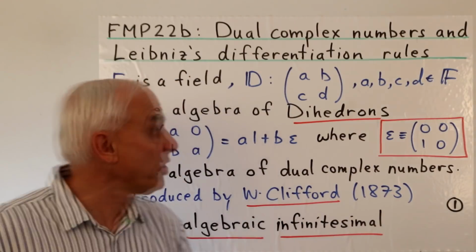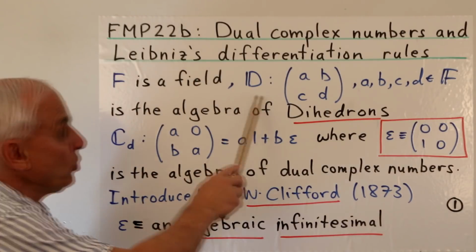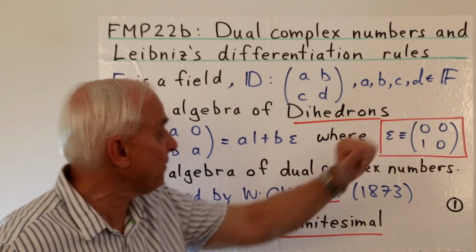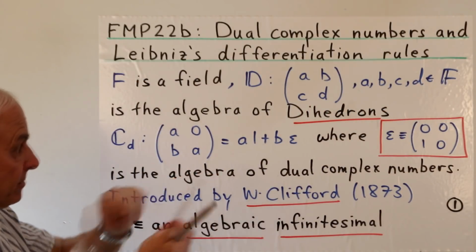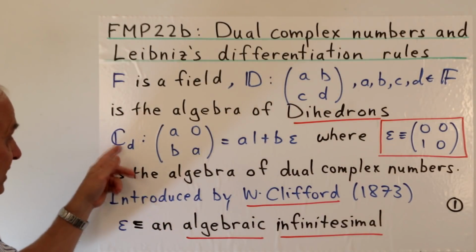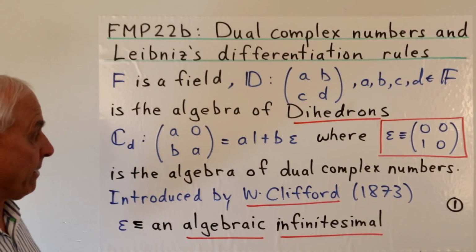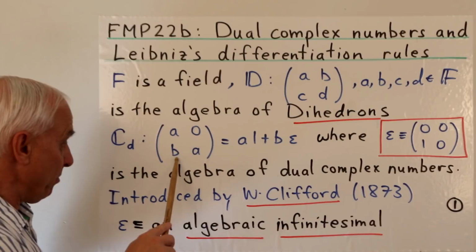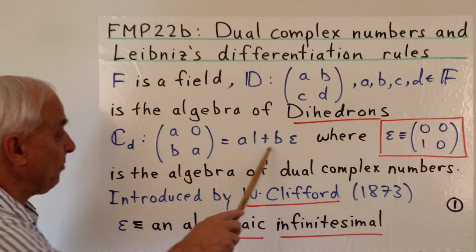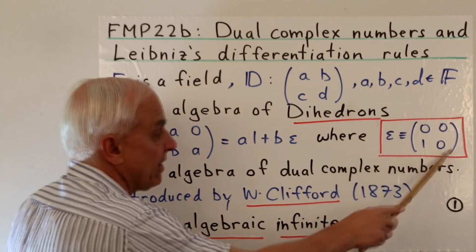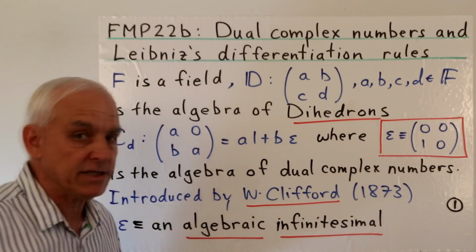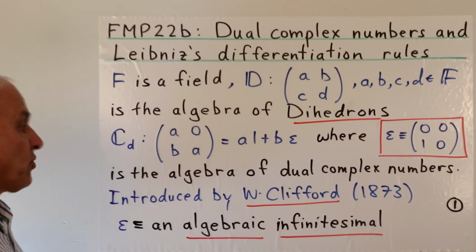Okay, so we're working very generally over a field, F, and we're looking at this algebra of dihedrons, 2x2 matrices with entries in the field. And inside that algebra, there's this two-dimensional subalgebra, which we're calling C sub D. These are the dual complex numbers. They're things of the form [a 0; b a]. We can recognize that as being a times the identity matrix plus b times epsilon, where epsilon is this very simple matrix here, [0 0; 1 0], just a single non-zero entry in that bottom left corner.